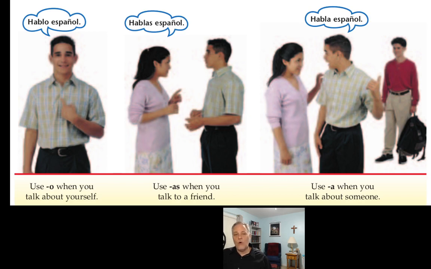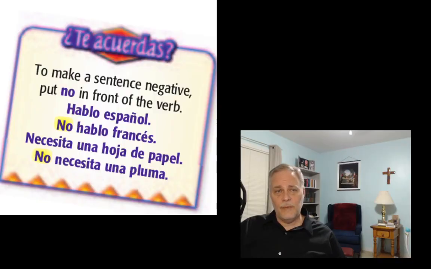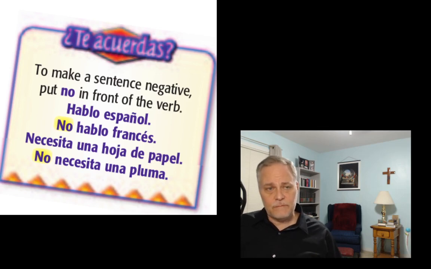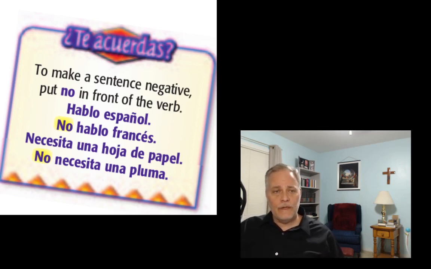Right now, I want to go over the vocabulary, the first set of vocabulary for this unit. But before we get into that vocabulary, I do want to remind you of something. It says to make a sentence negative, put no in front of the verb. In English, we would say, I don't speak. We use a helping verb, do or does. He doesn't speak. But in Spanish, you just throw no in front of the verb conjugate.